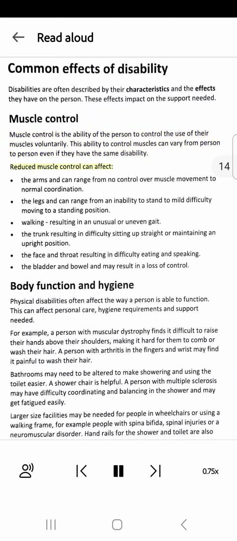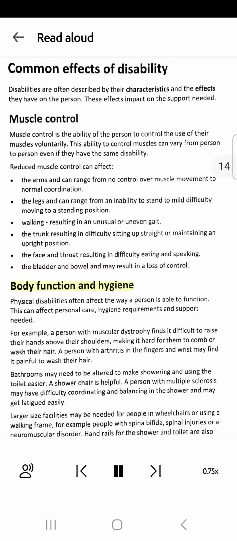Reduced muscle control can affect the arms and can range from no control over muscle movement to normal coordination. The legs and can range from an inability to stand to mild difficulty moving to a standing position. Walking resulting in an unusual or uneven gait. The trunk resulting in difficulty sitting up straight or maintaining an upright position. The face and throat resulting in difficulty eating and speaking. The bladder and bowel may result in a loss of control.